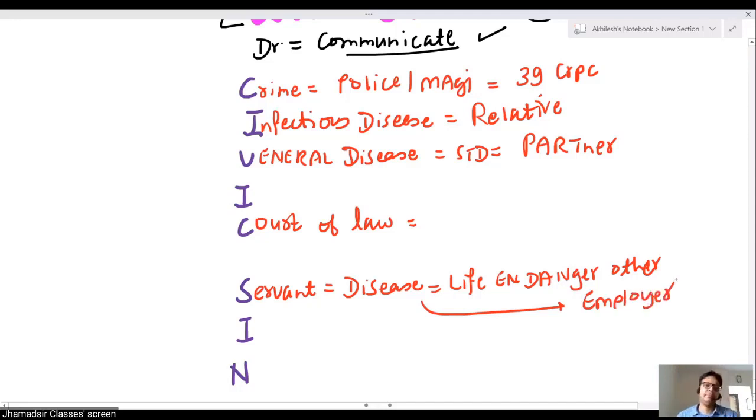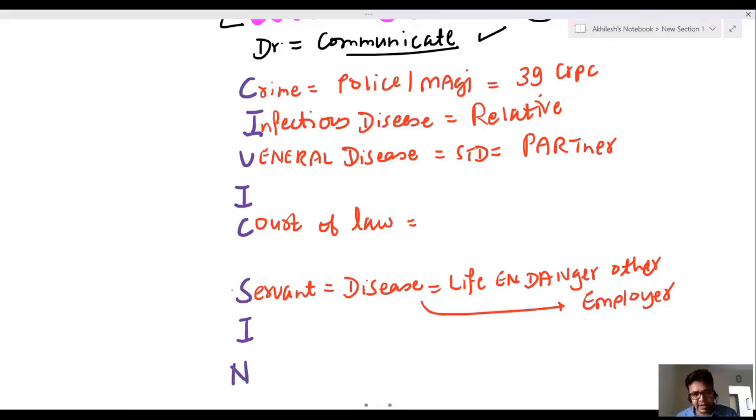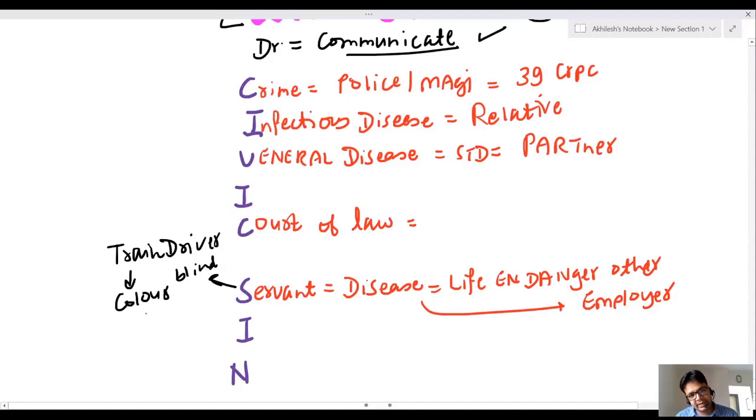A very simple example. You are a train driver and you are colorblind, my dear friend. So this has to be informed to the railway department. This is a servant's disease if that is dangerous.